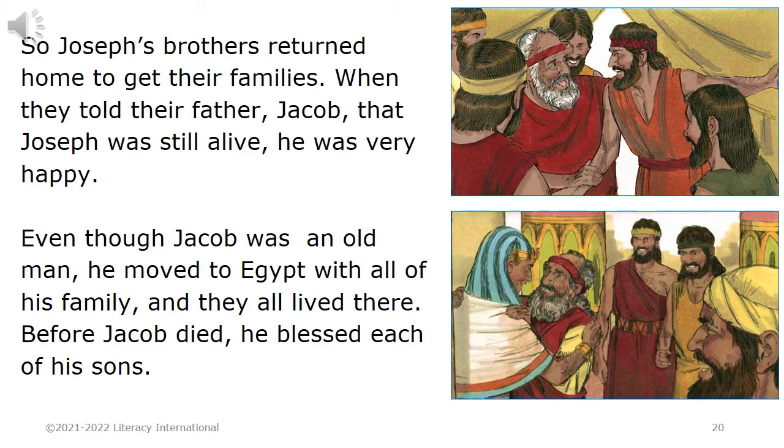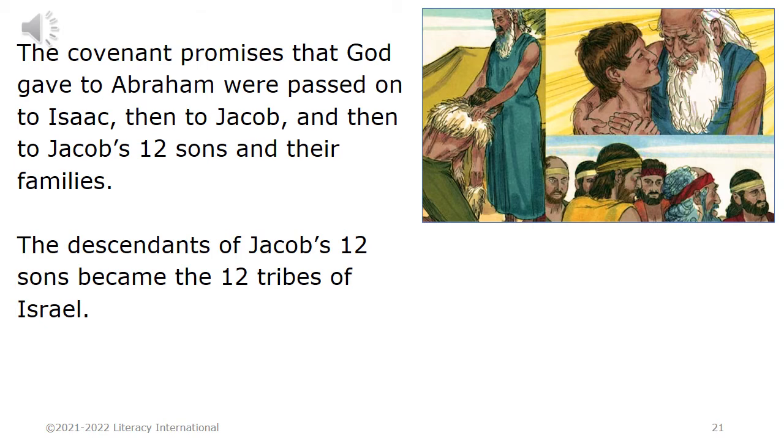Before Jacob died, he blessed each of his sons. The covenant promises that God gave to Abraham were passed on to Isaac, then to Jacob, and then to Jacob's 12 sons and their families. The descendants of Jacob's 12 sons became the 12 tribes of Israel.